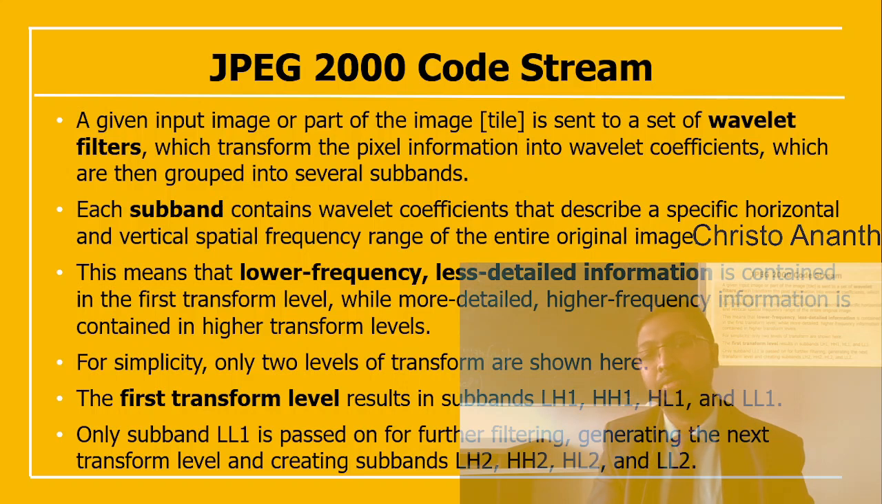So the first transform level results in the subbands LH1, HH1, HL1 and LL1. Lower, higher, higher, higher, higher, lower, lower, lower. Only the subband LL1 is passed on for further filtering, generating the next transform level and creating further subbands like LH2, HH2, HL2 and LL2.